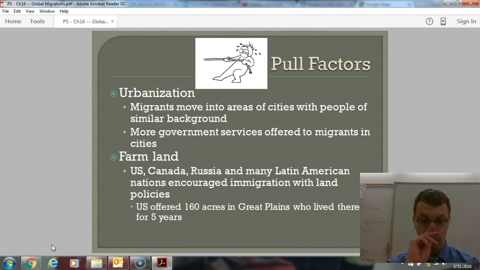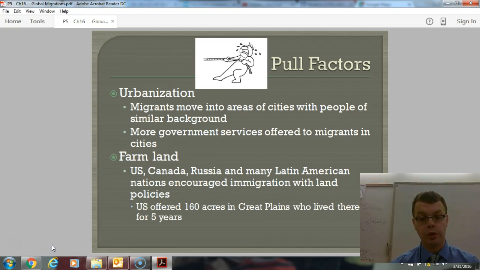You can get more access to work as well in many places. Many people in Chinatown, for example, really start businesses, become a way to get by and have a family running a business. Farmland. The U.S., Canada, Russia, and many Latin American nations encourage immigration with land. Basically, they have open land and they want people to come in there. The United States, for example, offers 160 acres in the Great Plains to people who decide to live there for 5 years. This would be like when my ancestors from Germany and Sweden decided to come to the United States.